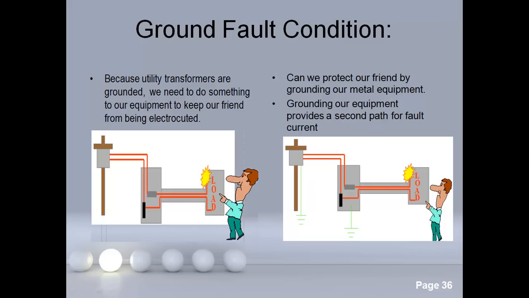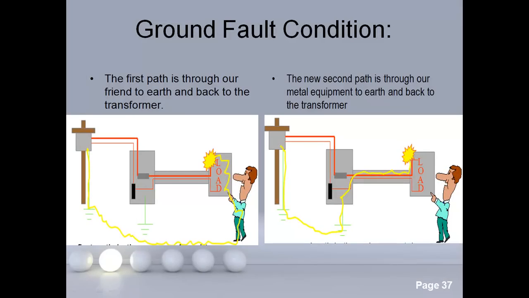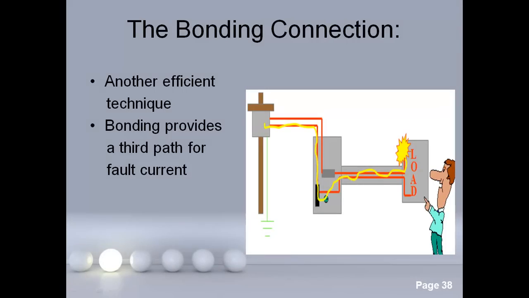Actually, grounding our equipment provides a second path for fault current. The first path, as you can see, is from our friend to the transformer back, whereas the new path is through our metal equipment to earth and then back to the transformer. And as the resistance in the grounding case is very low, all the fault current goes to the metallic box, to the earth and then goes to the transformer, and fortunately our friend is safe now.